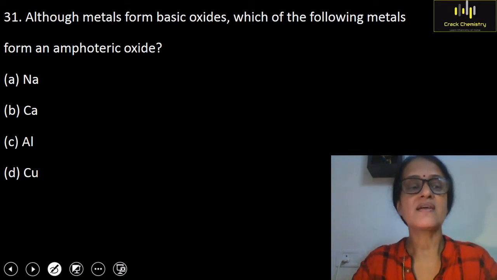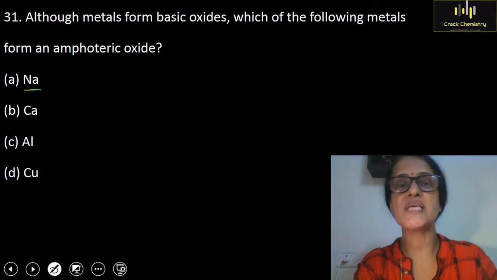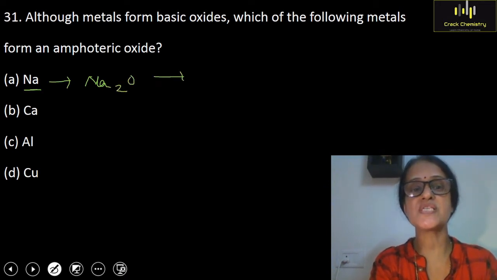So if we consider the given options, we can see the first option is sodium. Sodium forms a basic oxide. The basic oxide of sodium is Na2O. So when sodium oxide is dissolved in water, it forms a base which is NaOH. So hence sodium forms a basic oxide.